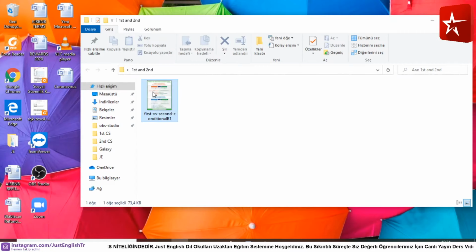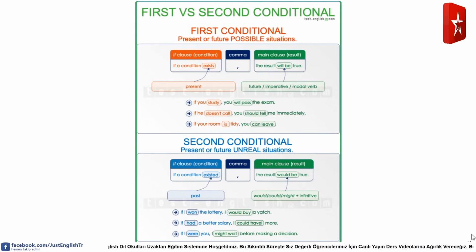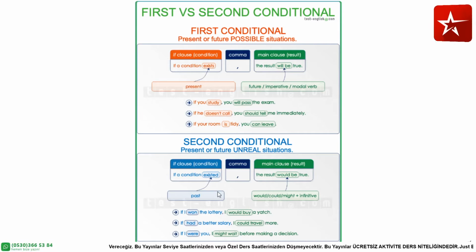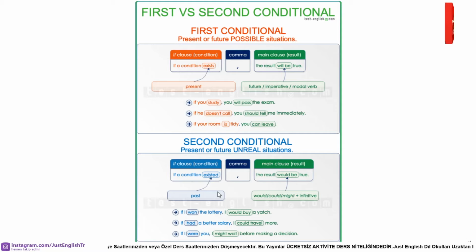Let's have a general review of what we have learned so far: first conditional and second conditional sentences. Let's make new sentences, and I will ask you some questions related to them. As you see, if something exists at the moment, it is first conditional. If someone existed, or if we are talking about an unreal situation, we use the second conditional sentences. Okay.